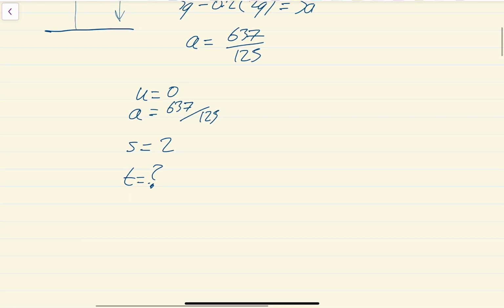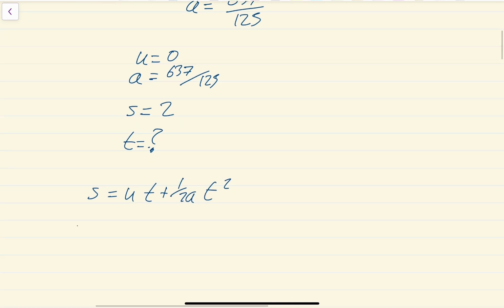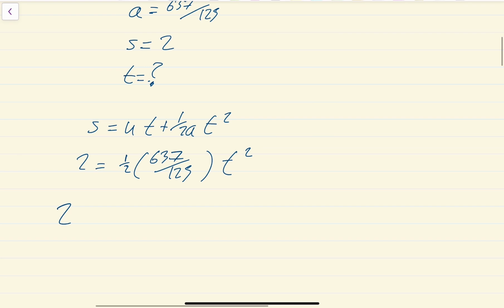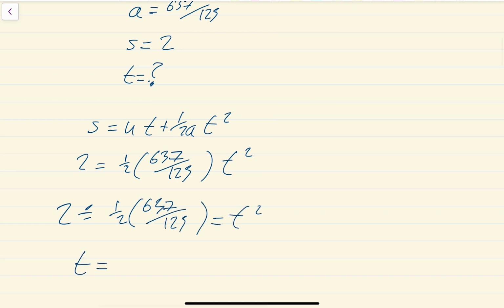Okay, so we're just going to use s is equal to ut plus a half at squared. So in this case, that's 2 is equal to ut. My u is 0, so that's just going to be 0. And then a half times my a, which is 637 over 125, times t squared. Let's just divide across. That means 2 divided by the half times the 637 over 125 will be equal to t squared. Let's just find my t, so square root of all that.